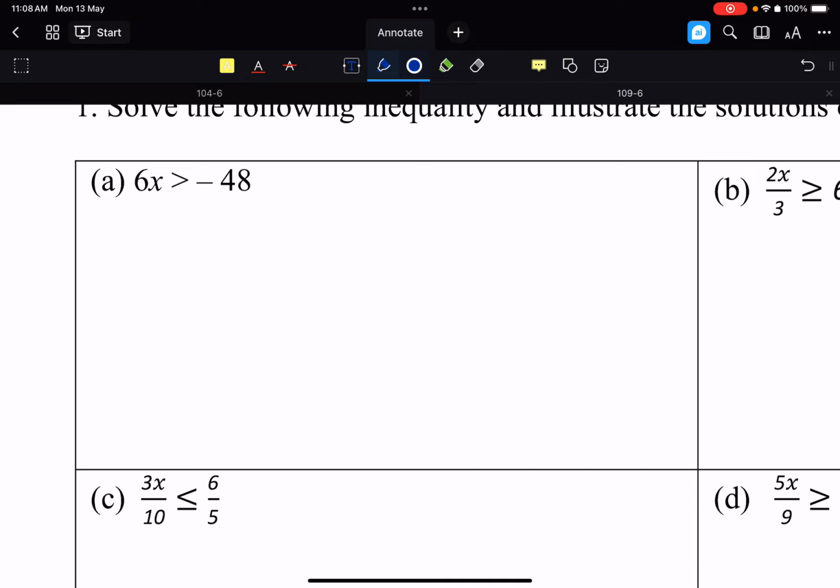Let's go. Let's begin. Right, in this case, I'll just have to divide both sides by 6. So we will have -8. So my number line will look like this, right? We will have -8, 0 here. So it will be greater than, it goes in this direction.